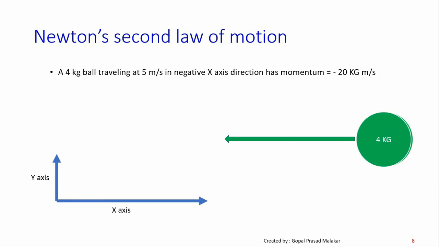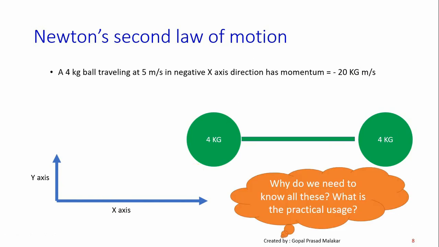Let's revisit some more examples. If a ball is moving with 5 meter per second in negative x direction and its weight is 4 kg, then the momentum will be 4 into 5, minus 20. We are writing minus because it is in the negative x axis.